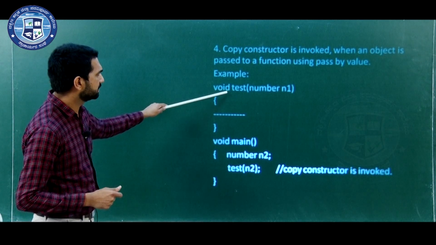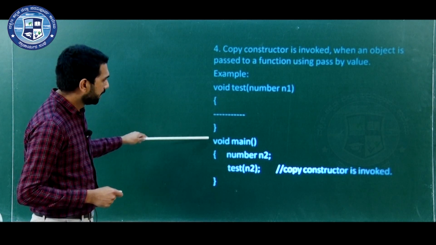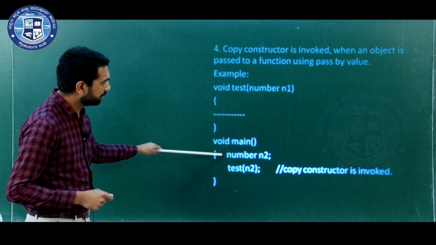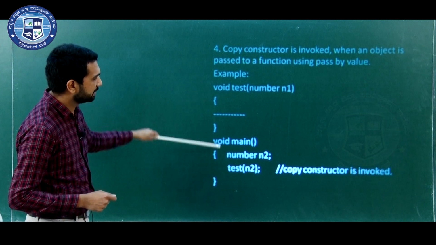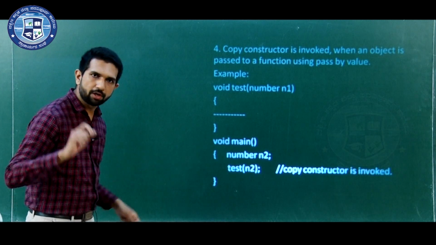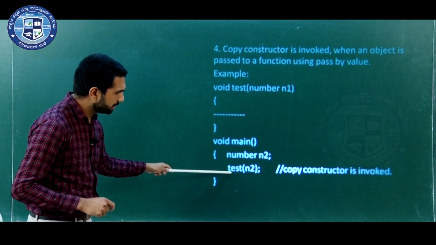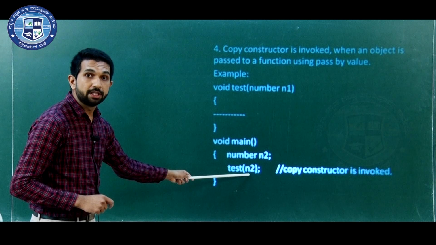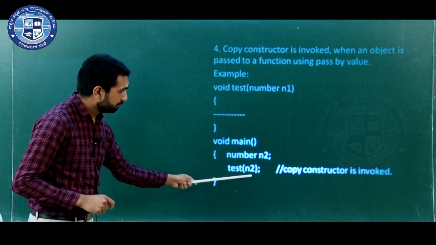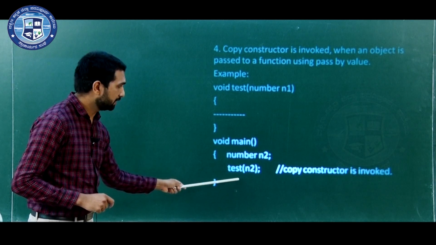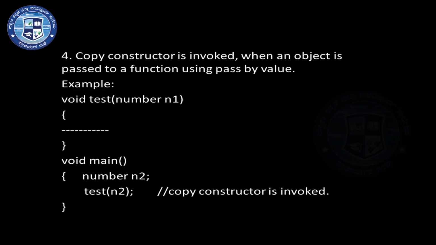Here test is a function name, and inside void main we have to imagine some class is present here, that is number, and n2 is an object name. Whenever I write test of n2, that means the function is having an object, an object as a function argument. In that case the copy constructor will be invoked automatically.